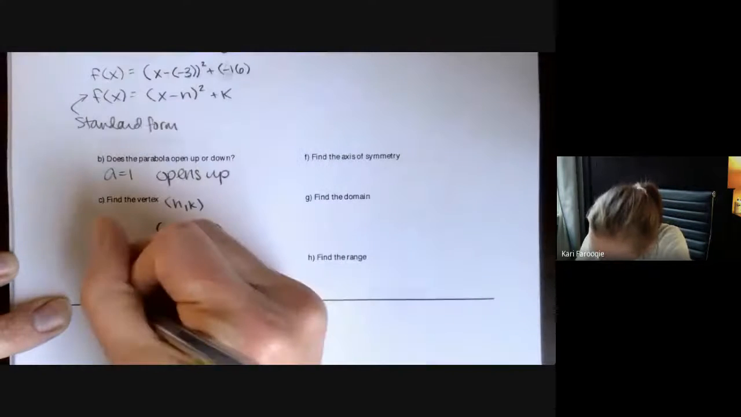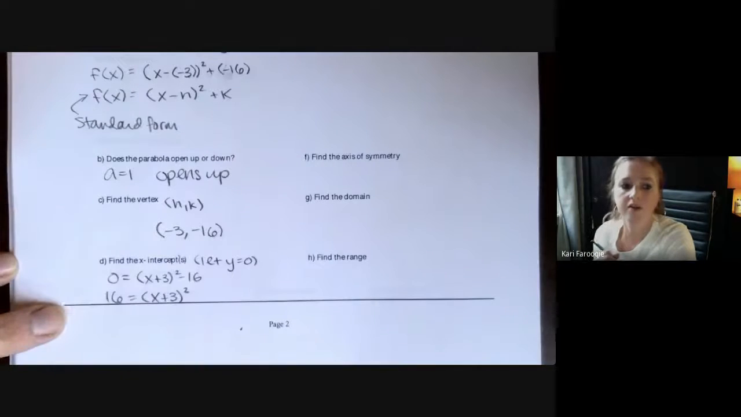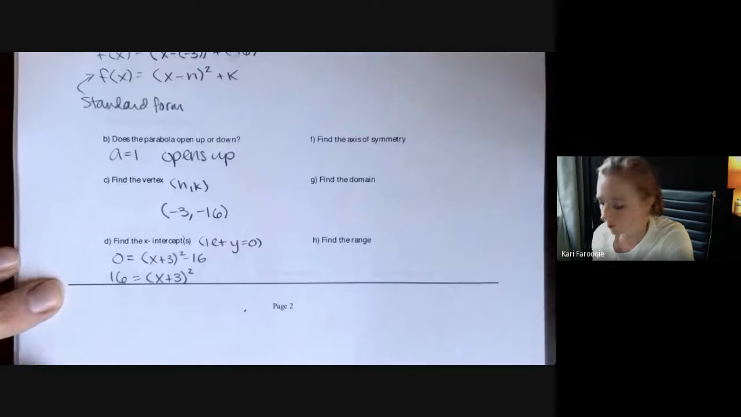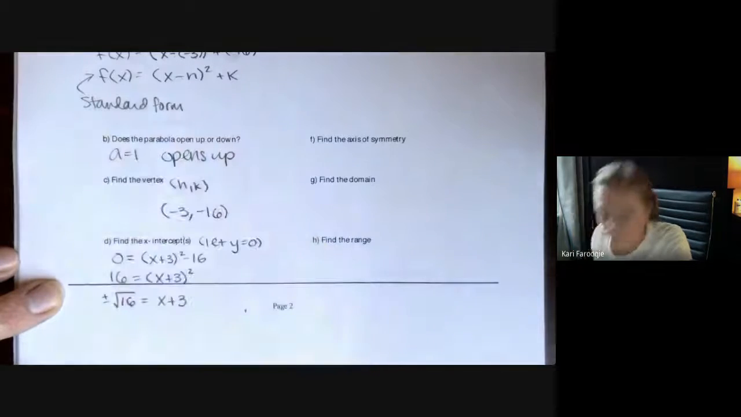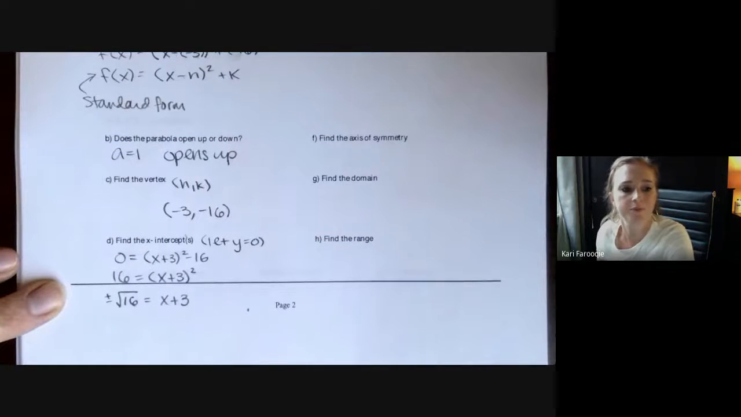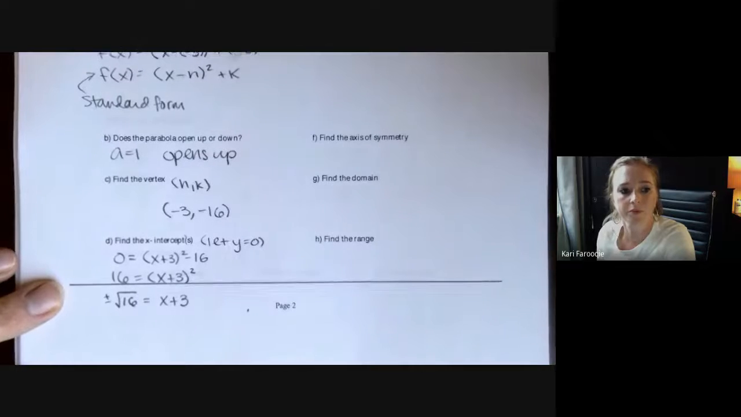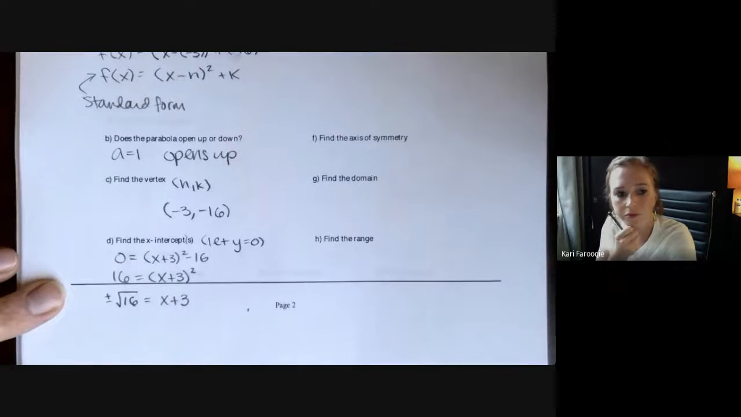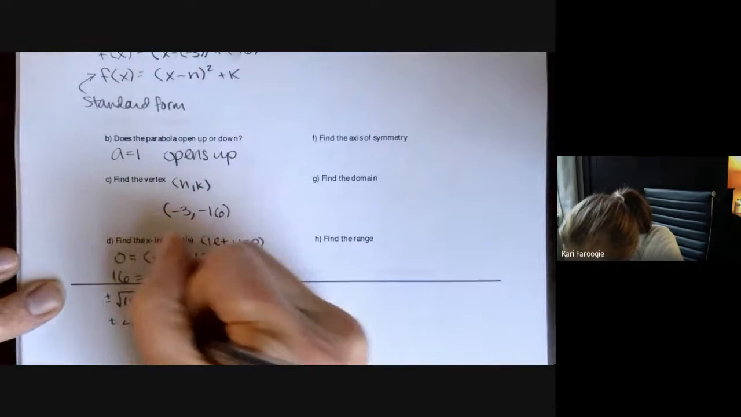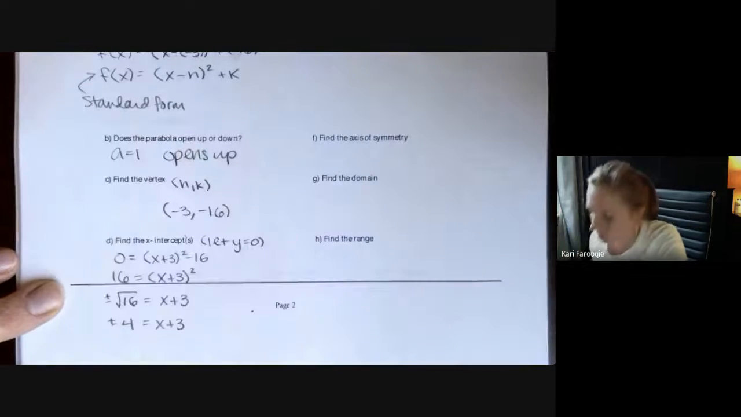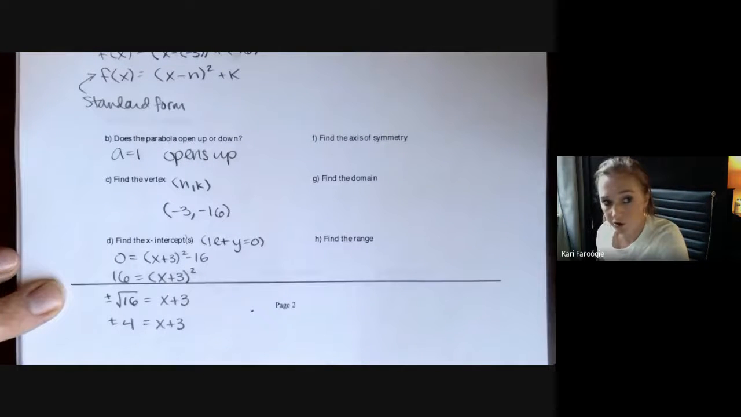Add 16 on both sides, and then take the square root of both sides. When you take the square root, make sure you use a plus or minus sign. And now you have plus or minus 4 on the left. And then you can go ahead and subtract 3 from both sides.